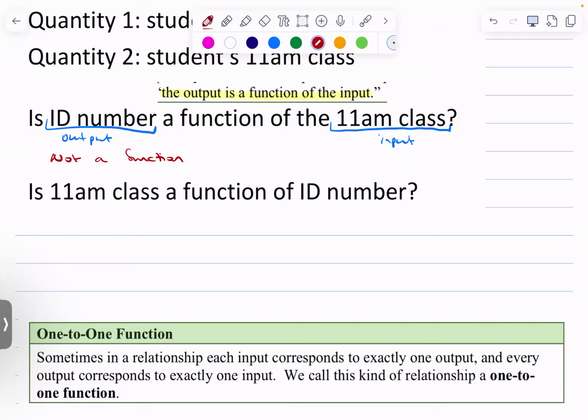So the ID number is not a function, right? It's not a function of the 11 a.m. class because multiple ID numbers have an 11 a.m. class. So not a function since more than one ID has an 11 a.m. class.